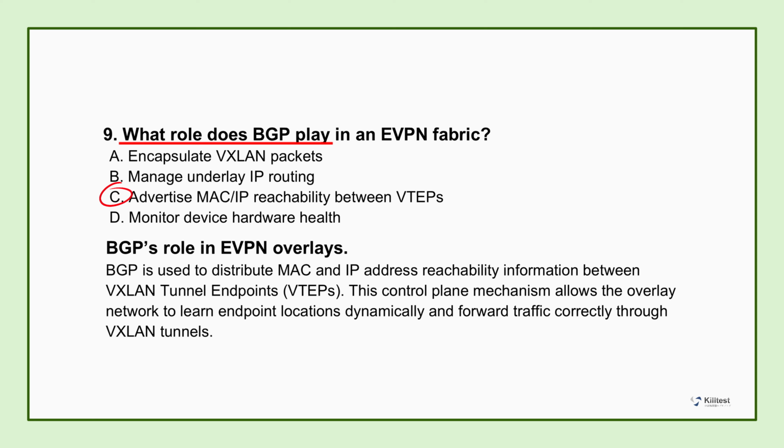Remember those Type 2 routes between the VXLAN tunnel endpoints, the VTEPs. So the switches acting as VTEPs use BGP to tell each other which endpoints they know about and how to reach them through the VXLAN tunnels. It's what enables that seamless overlay connectivity, dynamically learning where everything is across the fabric. So BGP becomes the intelligence, the control plane, specifically for making the EVPN overlay work.